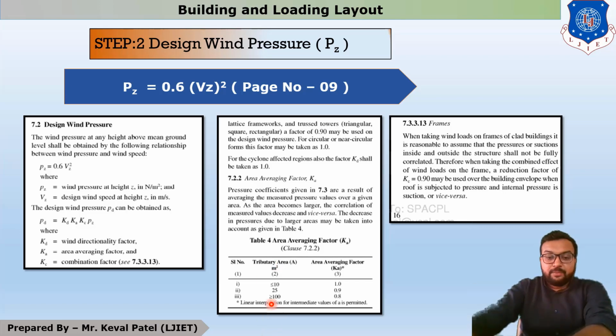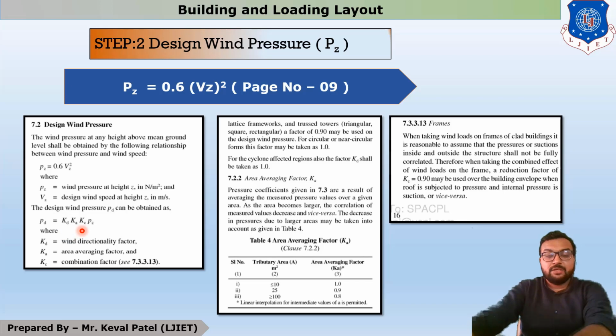So if your tributary area is less than 10 meter square, then your KA factor is 1. If your tributary area is 25, then it is 0.9. If it is greater than 100, then it is 0.8. But if your tributary area is in between, then you have to find it with the help of linear interpolation. Okay, so this is KD and KA.